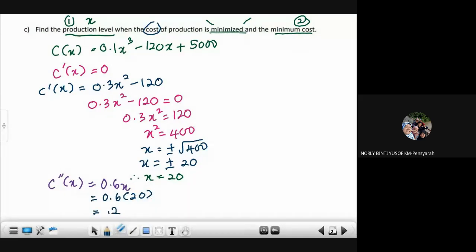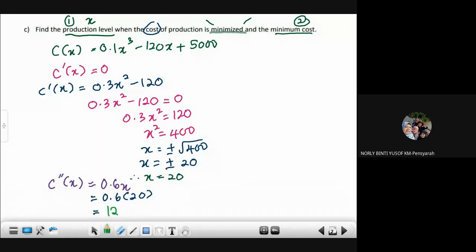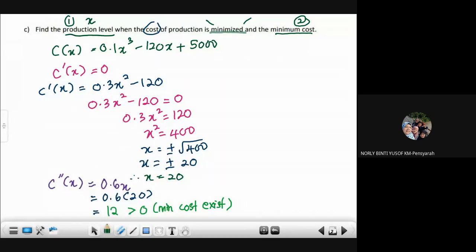So you got 12. So 12 ni adalah since that the second derivative is greater than 0, so minimum cost exists. That means the nature by second derivative test kan. Cuma you tak cari pasangan Y dia because this is not point. This is quantity, level of production, X sahaja.